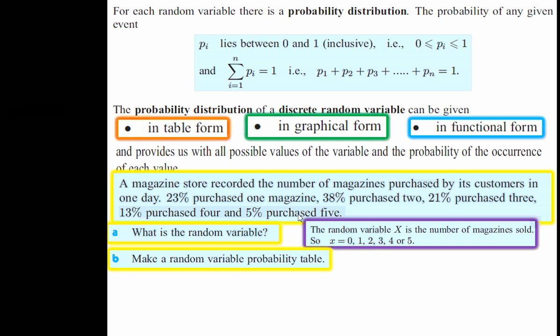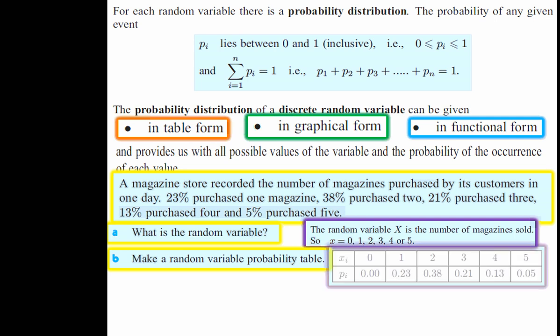Next question, make a random variable probability table. So put your x values in the top and put the probabilities, probably in decimal form as opposed to percentage form, underneath. So your outcomes are 0, 1, 2, 3, 4, 5 magazines sold. The probabilities all add up to 100%, so there's no chance that they sold none. So 23% is 0.23, 38% is 0.38, 21% is 0.21, 13% is 0.13, and so on. So we've made a random variable probability table, with P of x sub i and x sub i.